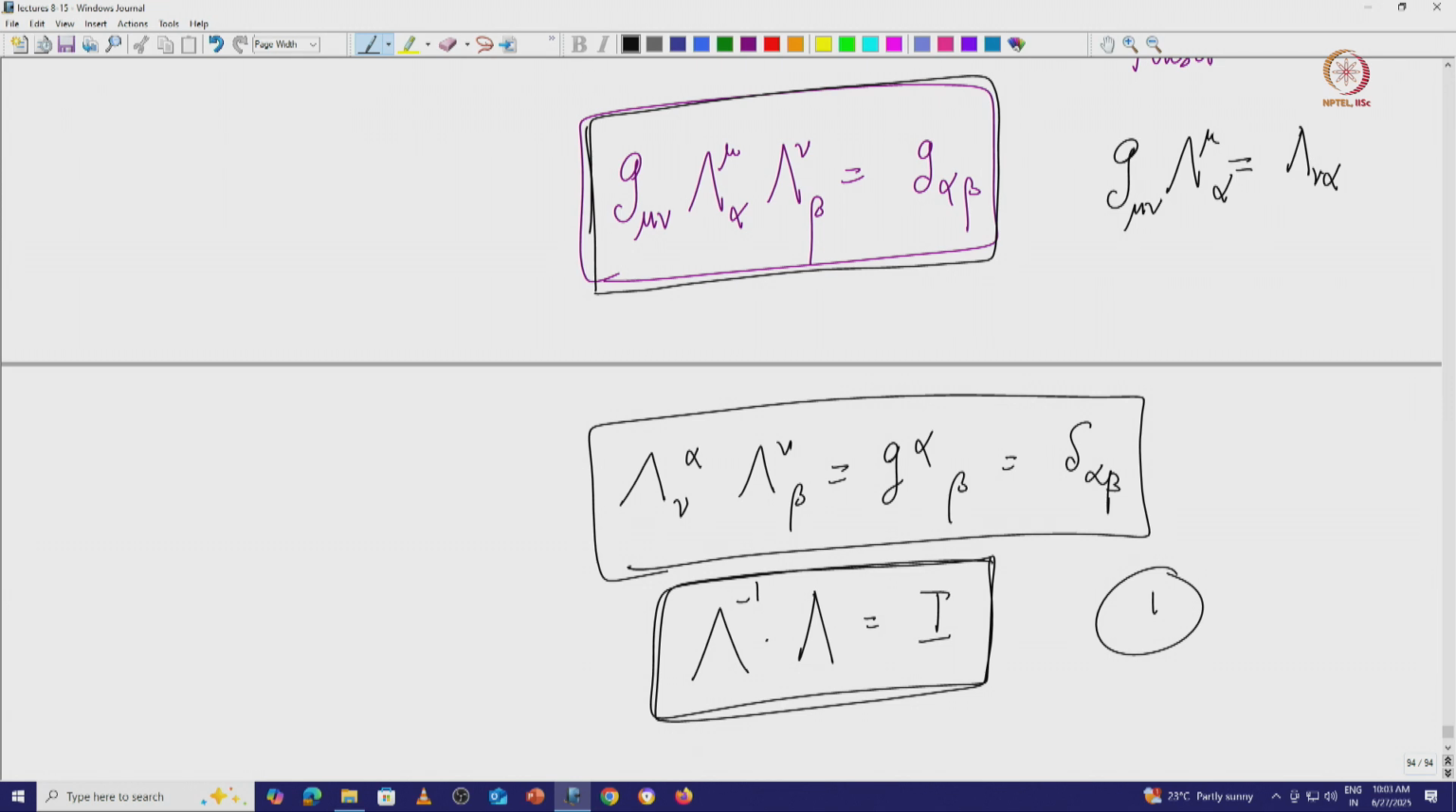Now this entire point is trying to show that there is an inverse Lorentz transformation for every Lorentz transformation. For every Lorentz transformation, there exists an inverse, and there also exists an identity matrix. Identity.